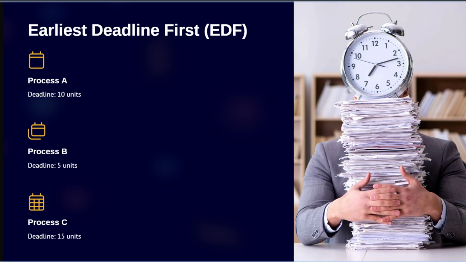Earliest deadline first is a dynamic priority scheduling algorithm used in real-time systems. It prioritizes processes based on their absolute deadlines. The task with the earliest deadline is given the highest priority. EDF is widely used in systems where meeting deadlines is critical. There are three processes: A, B, and C. Process A deadline 10 units, process B deadline 5 units, and process C deadline 15 units.